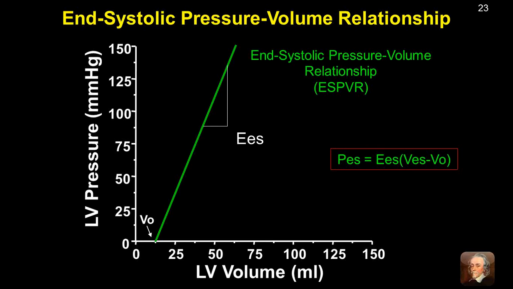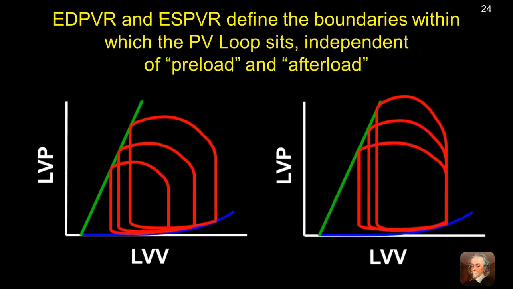ventricular vascular interactions. So again, the end systolic and end diastolic pressure-volume relations provide the boundaries within which the loop exists, and where it exists and the shape that it takes on is determined by the preload and the afterload, as shown in these two slides.